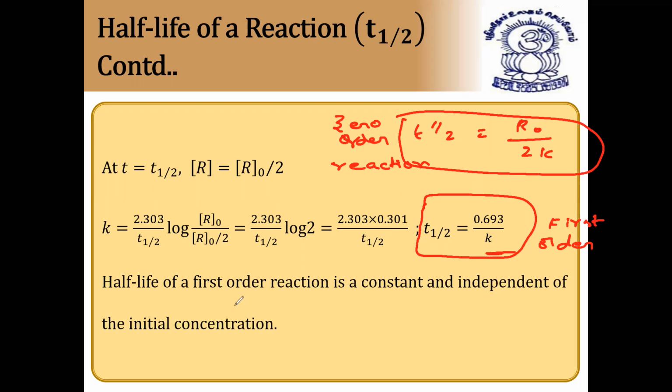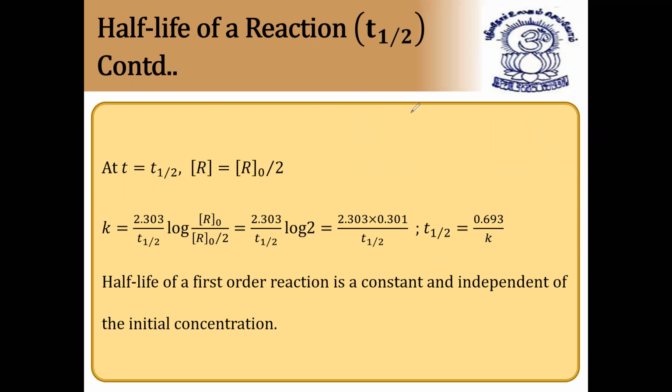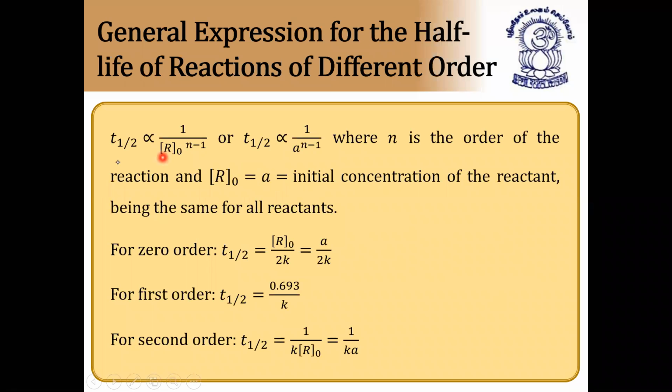So half-life of first order reaction is constant and independent of initial concentration. Very, very important. They'll ask half-lives also to find. So T half is proportional to R naught, and T half is proportional to A to the power of n minus 1, where n is the order of the reaction and R naught is the initial concentration of the reactant, being the same for all reactants. So for zero order, this table is very, very important. 100% you'll get a question from this table.